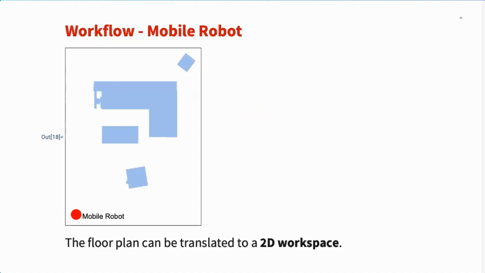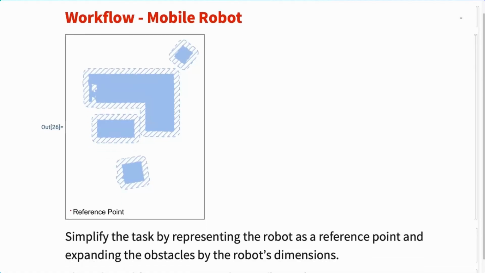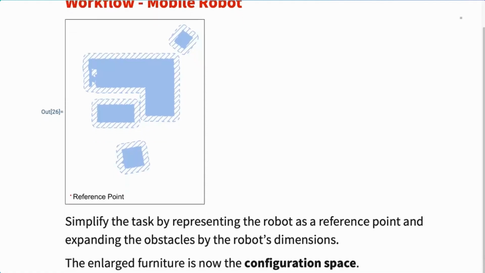The first thing we can do is translate our living room into a 2D workspace. So here you see the couch, the side tables, etc., and the mobile robot. From then on, we create the configuration space. This is basically simplifying the task by representing the robot as a reference point and expanding each obstacle in our living room by the dimensions of the robot. So this enlarged furniture is now the configuration space.